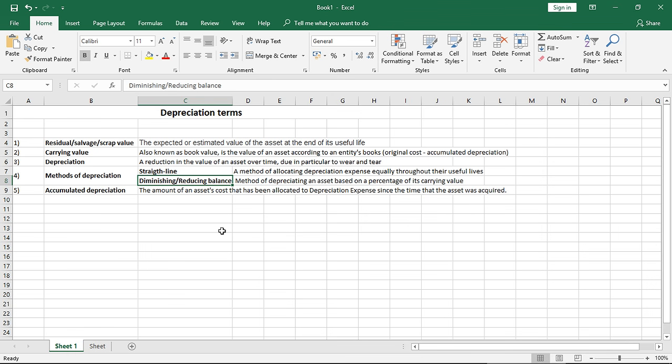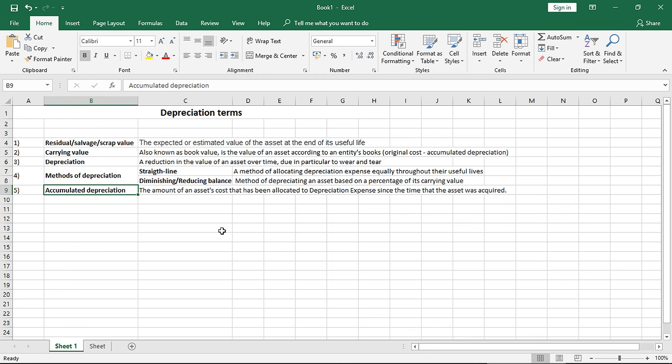And the last one we'll be looking at is accumulated depreciation. I've mentioned it a few times when calculating carrying value and when looking at the diminishing balance method. So what is accumulated depreciation? Accumulated depreciation is the amount of an asset's cost that has been allocated to depreciation expense since the time that the asset was acquired.